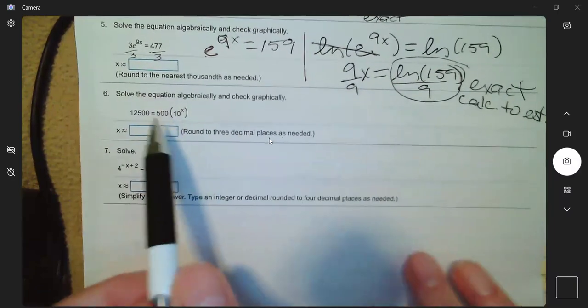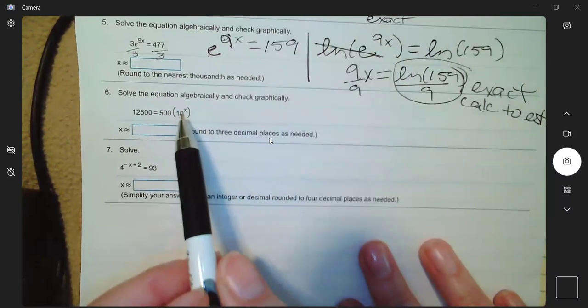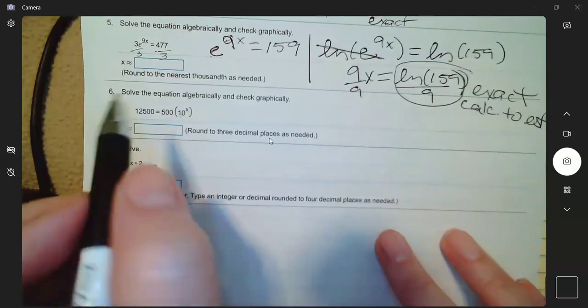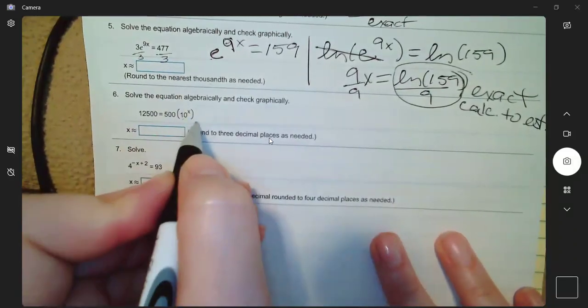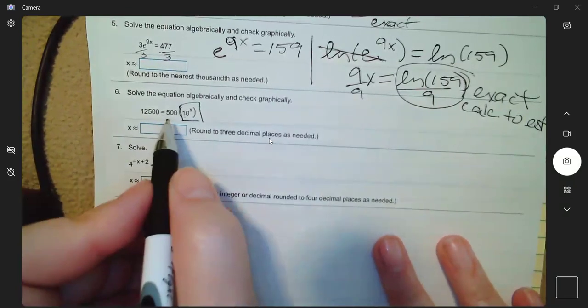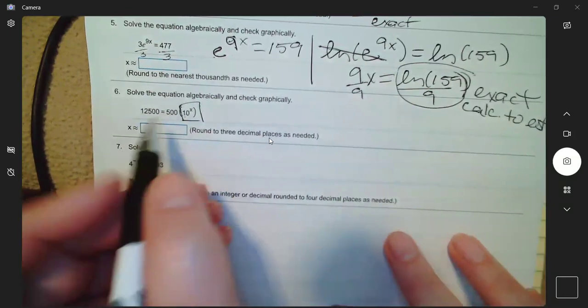Number 6 is base 10. So I think when I get to the point where I do the log on both sides, I'm going to pick the LOG button this time because that will cancel out the 10 directly. But anyway, first thing we need to do is get that base and the exponent by themselves. So I need to get rid of the 500 because it's not part of the base and the exponent. So I'm going to divide both sides by 500.